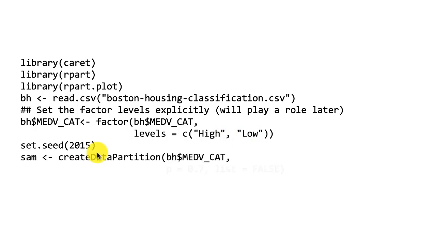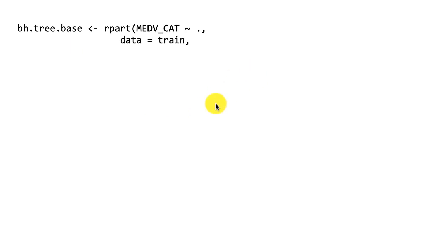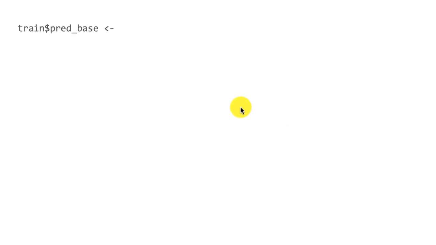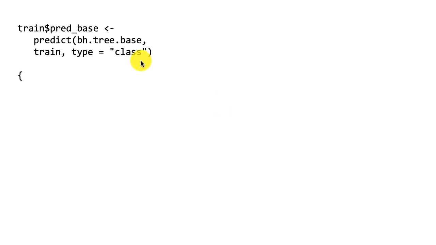So we set the seed and do the partitioning. This is all like before. Now the change is going to come where we are building the tree. I'm calling this tree.base. That is, I'm going to initially generate the tree without indicating the costs. In other words, default cutoff of 0.5, and the cost of false positive is the same as the cost of false negative. That is just as usual. So we are saying minsplit is 10, CP is 0, and we get a tree of size 10. We then generate the predictions on the training data, type equals class.